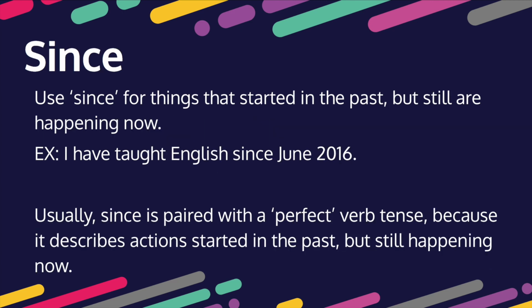Now let's talk about since. Use since for actions that started in the past but are still happening now. For example, I have taught English since June 2016. Usually, since is paired with a perfect verb tense. This is because it describes actions that started in the past but are still happening right now. I started teaching English in June of 2016, but I am still teaching it now.